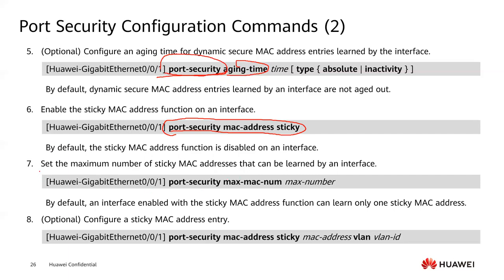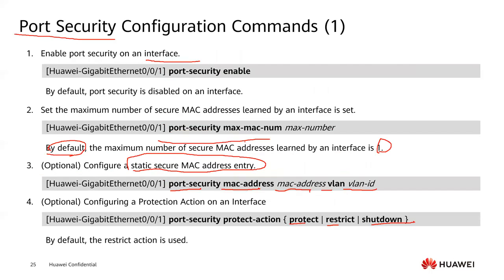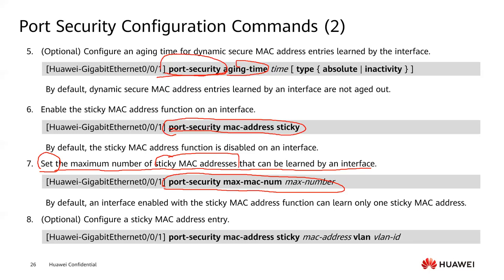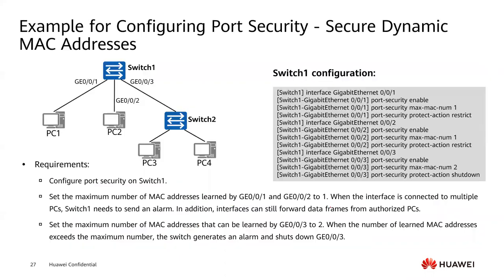And then you can use this command to set the maximum number of sticky MAC addresses. You will find this is a different command, because if you enable port-security max sticky MAC address, all the MAC addresses on the interface will be converted to sticky MAC addresses. Another config is the sticky MAC address entries. You can use this command to manually configure a sticky MAC address.